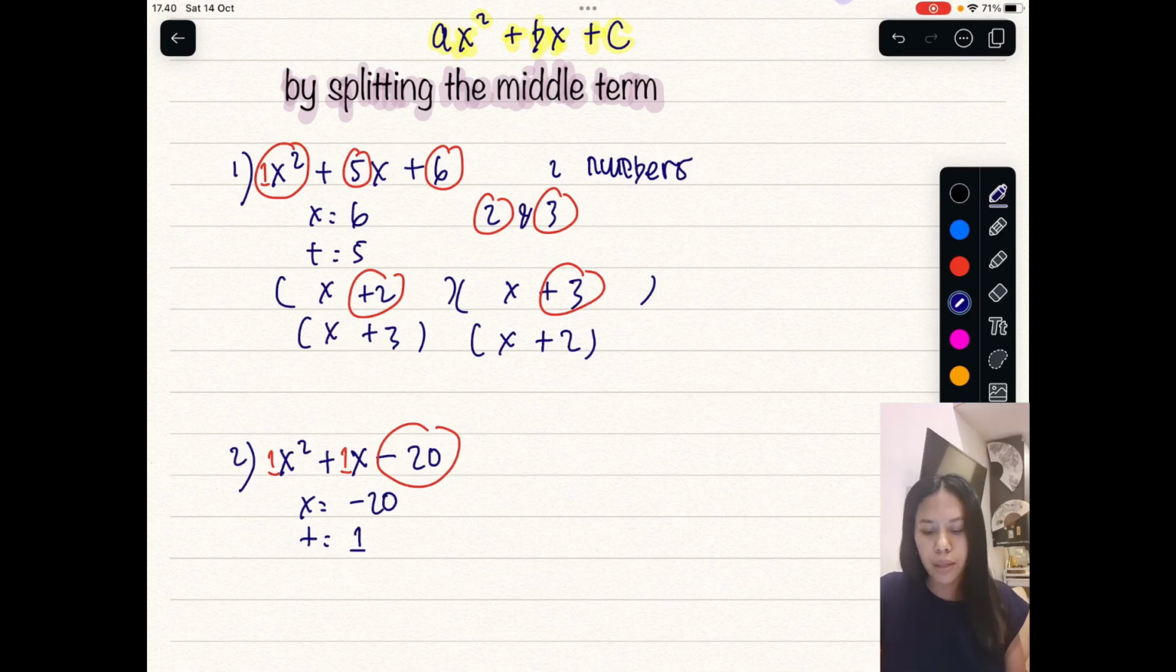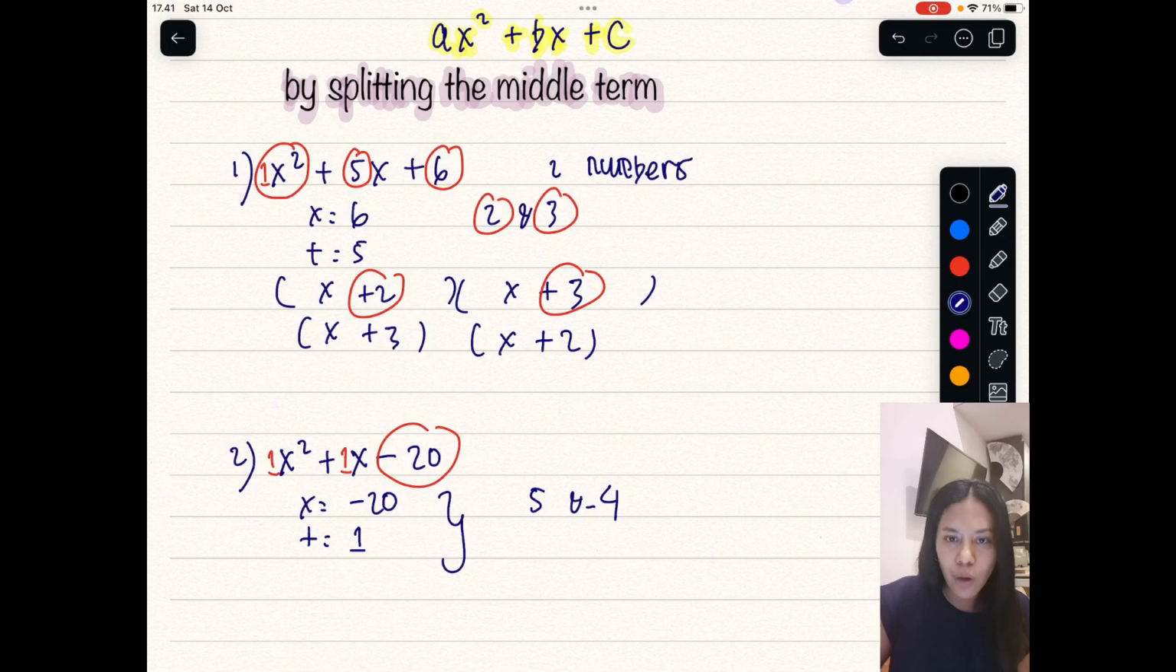Let's see the factors of 20. A pair of it is going to be 5 and 4. 5 times 4 is 20. Okay? But unfortunately, it's a negative 20, so we can't use 5 and 4. So, okay, what is it? If I multiply equals to negative 20, but if I plus equals to 1, one of them should be negative. And the one that's negative is going to be the 4. Why? Because 5 times negative 4 is negative 20. 5 plus negative 4 is positive 1.